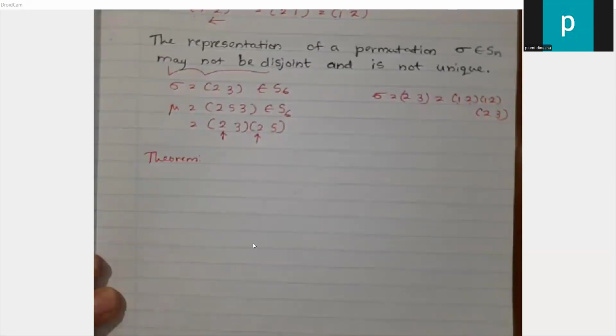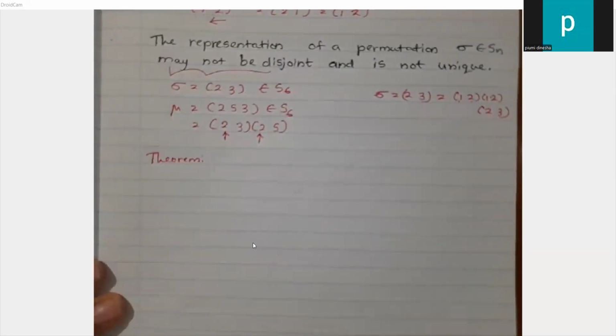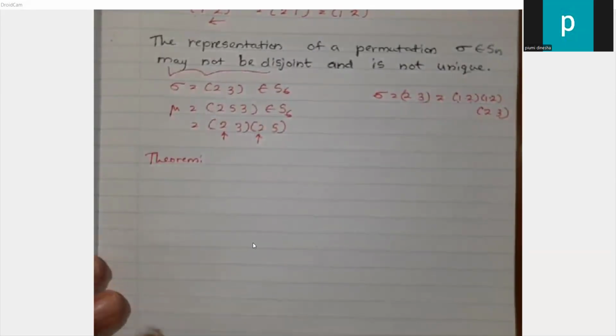Right. Now this theorem is important. With this, we move on to even permutations, odd permutations. With that, we move on to the alternating group. We will define the alternating group A.